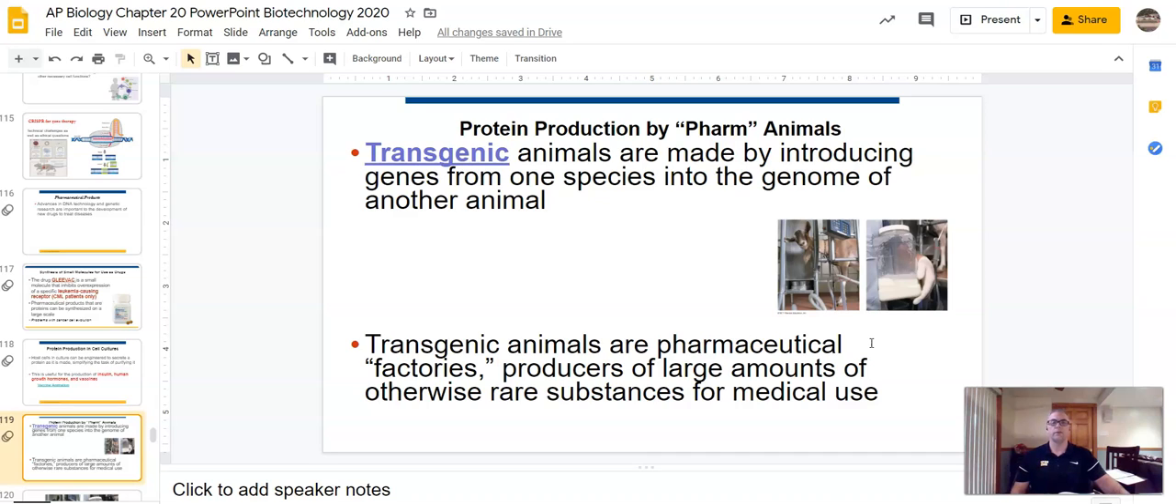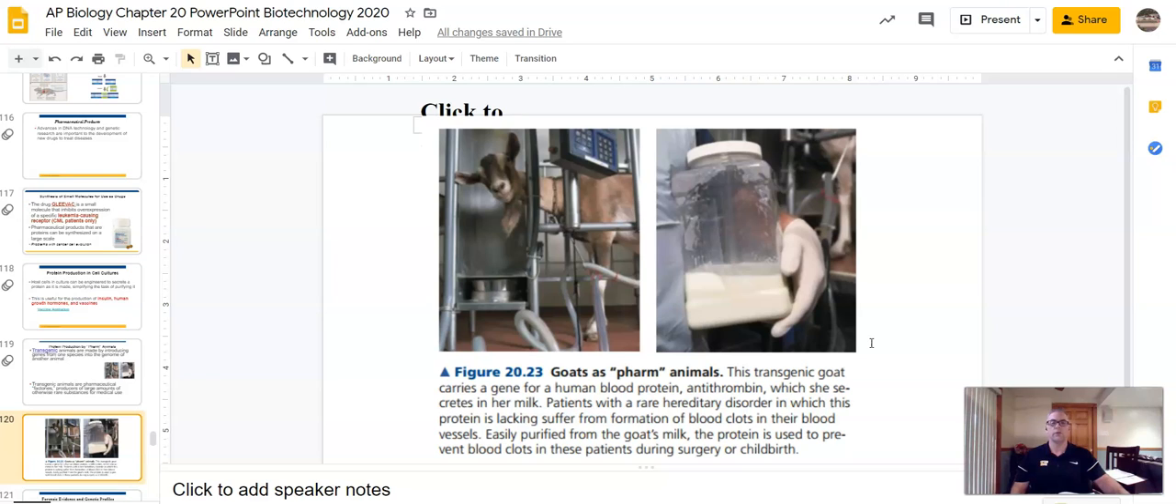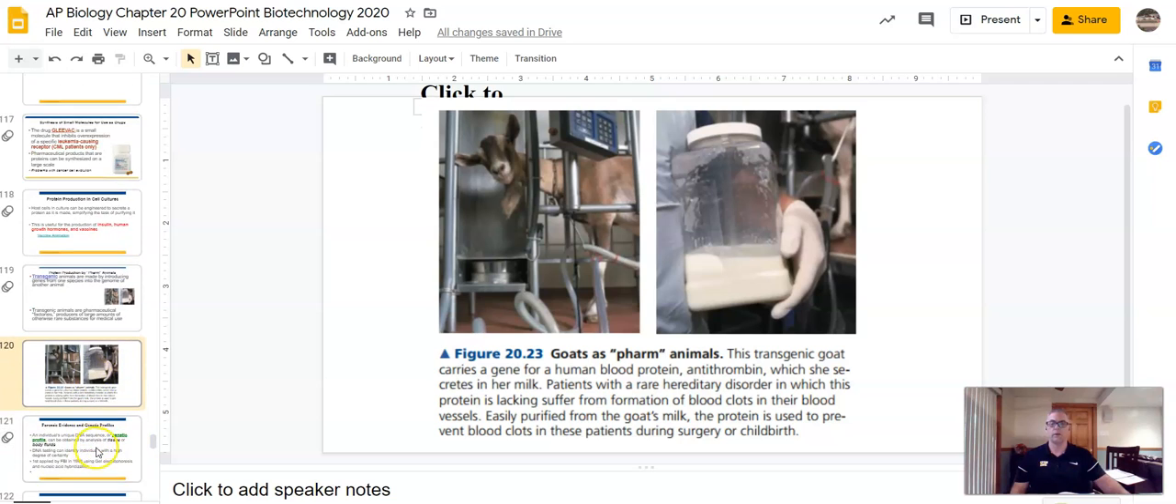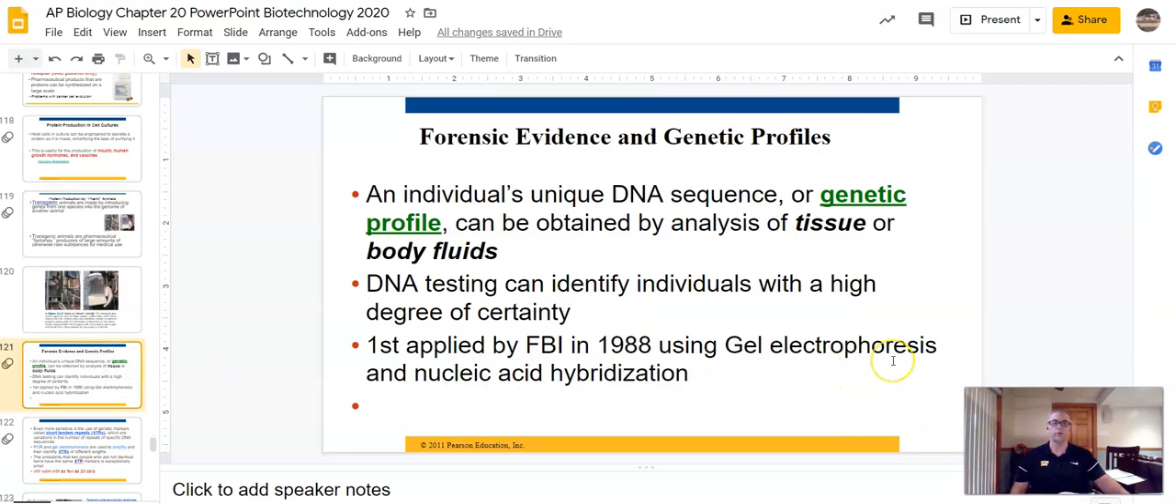Another idea is using animals, particularly farm animals, to make them transgenic, which means that we would incorporate genes from a different species, in this case a human, into the animal. And when the animal would produce milk products, those products would have the proteins that would be necessary to help deal with a particular problem. So in this case, they're talking about a protein that would be beneficial to help with clotting related issues. So that's definitely a benefit from what we would see in regards to biotech.